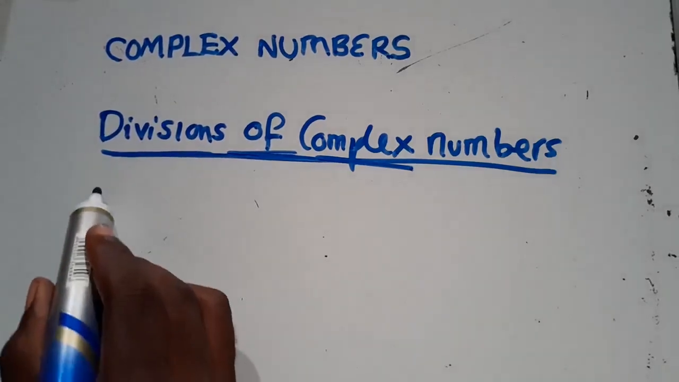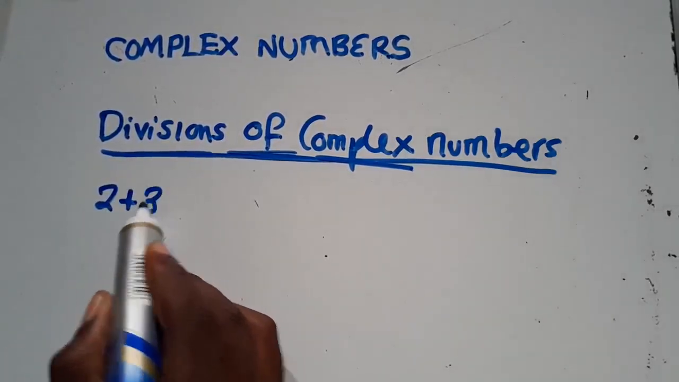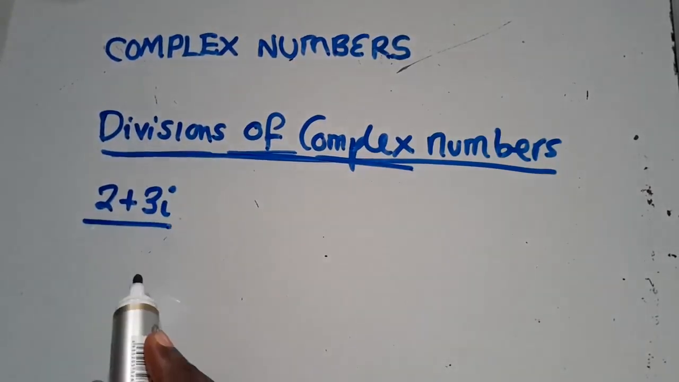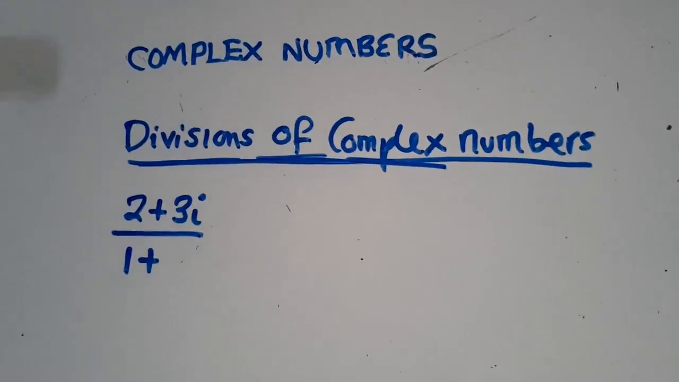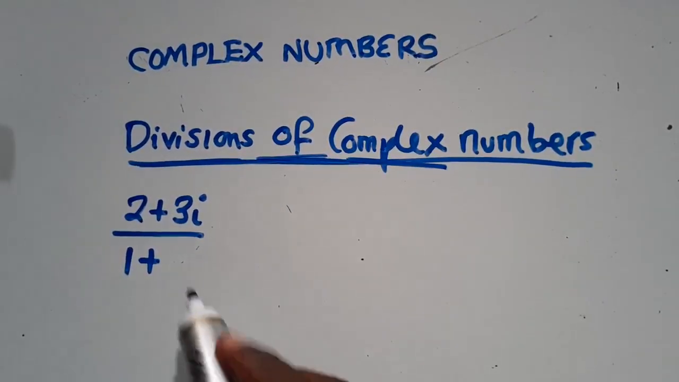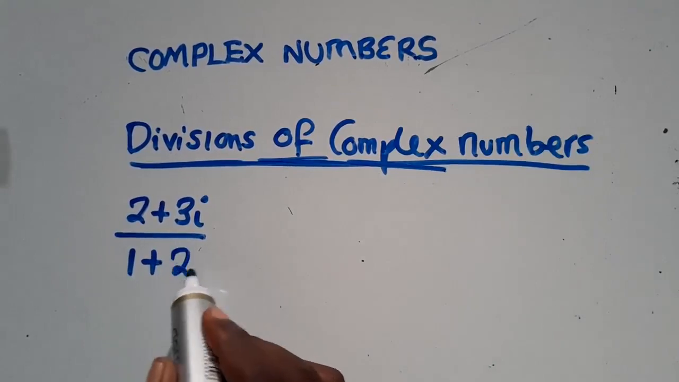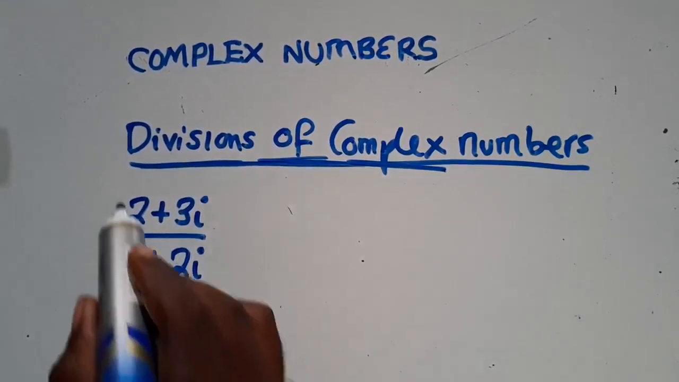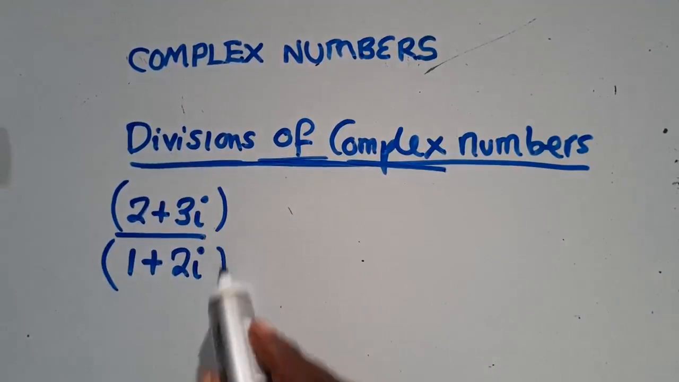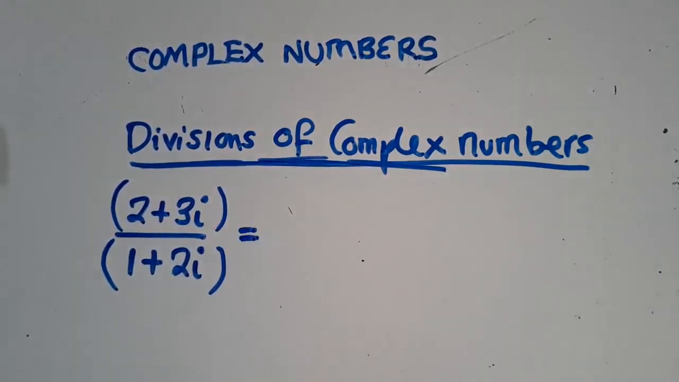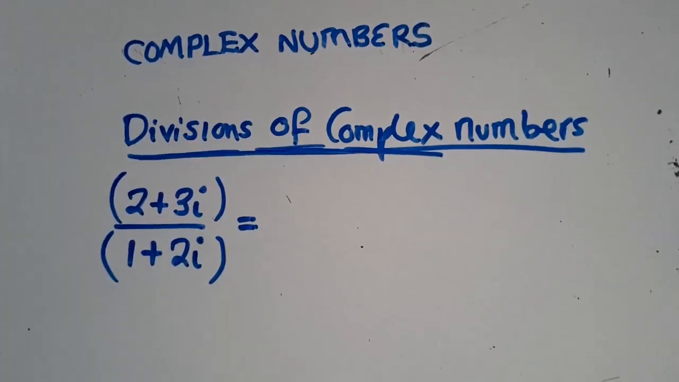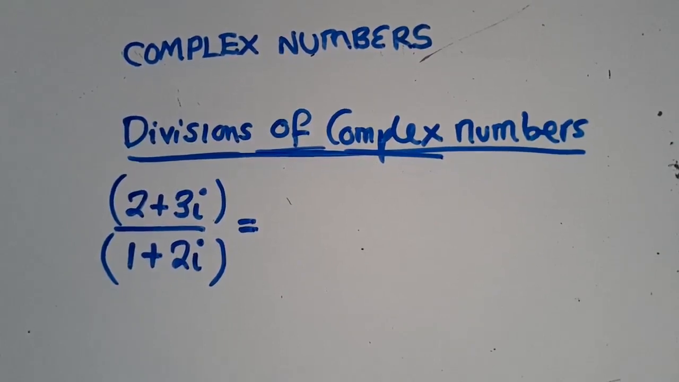Let's say you are given something like 2 plus 3i over 1 plus 2i. This is what you are given. So these are two complex numbers you want to divide. What are you supposed to do for you to work out this? This is a question here that you want to answer.